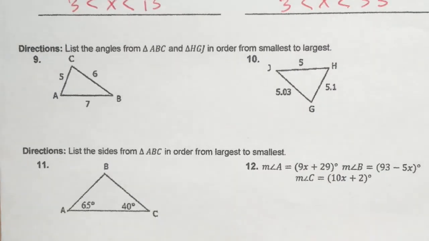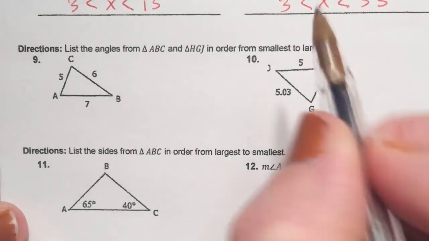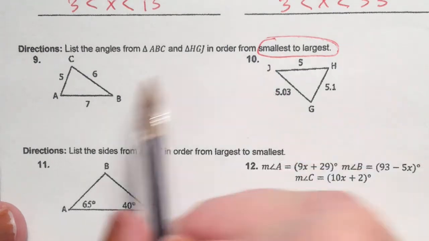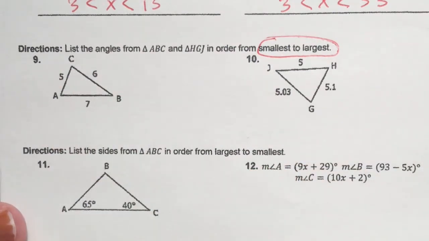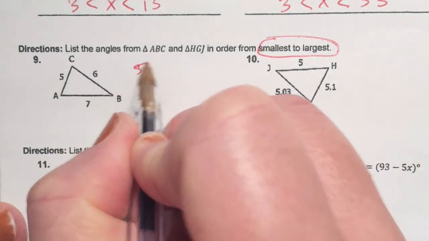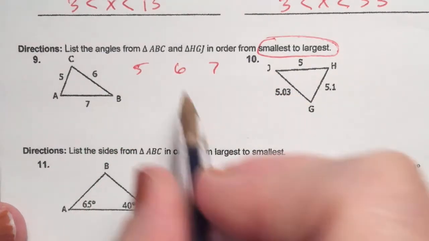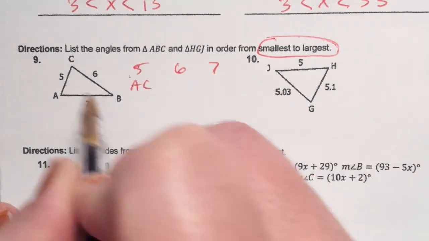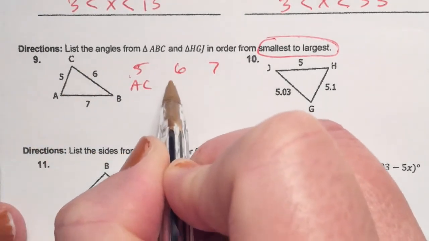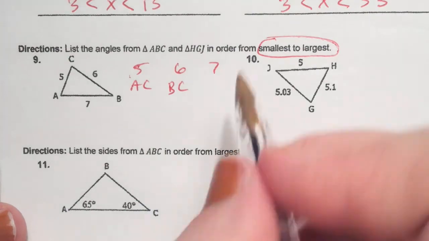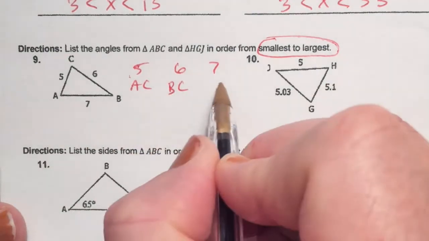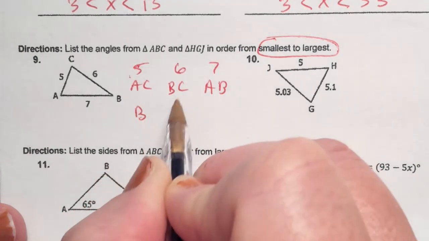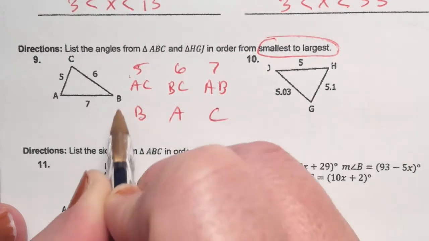Okay, number 9. Okay, so they said from smallest to largest. All right, so keep that in mind. So we're going to take all the numbers we're given from smallest to largest. So that'd be 5, 6, and 7. So from smallest to largest. Okay, 5 went with A to C. 6 went with B to C or C to B, whatever. And then 7 was A to B. All right, what's missing? B, A, and C.